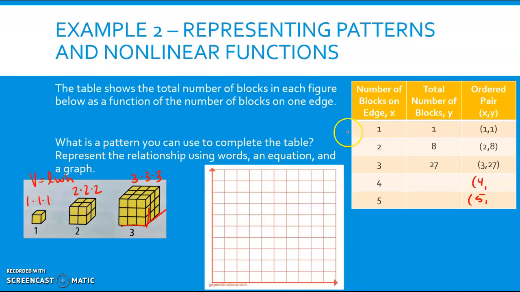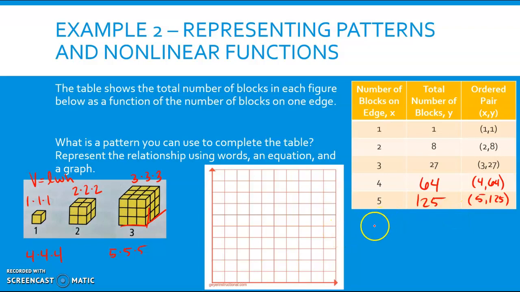And if I do it, 1 times 1 times 1 is 1. 2 times 2 times 2 is 8. 3 times 3 times 3 is 27. So my pattern is that I'm going to do 4 times 4 times 4, which gives me 64. So I have 4 comma 64. And then I'm going to do 5 times 5 times 5, which is 125. So that gives me my table.